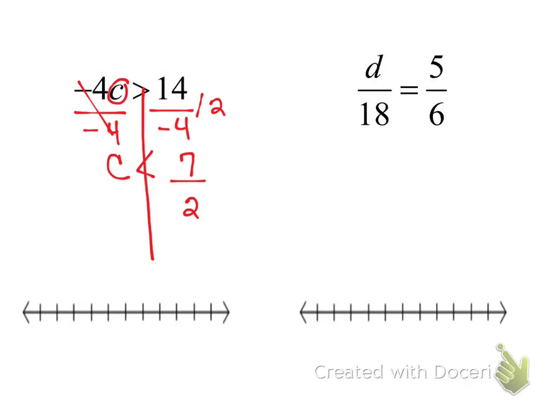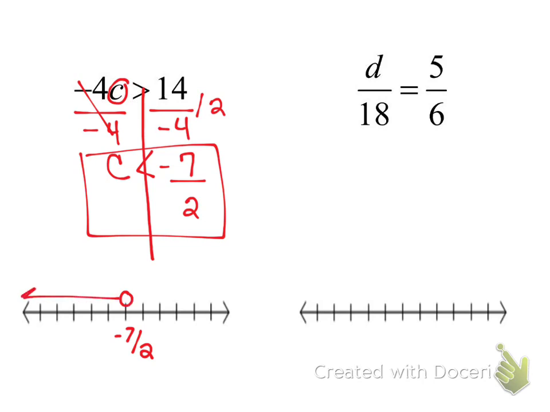I cannot have a negative sign in the denominator. I can either have it on the top, or I can have it in the middle with my fraction bar. It's wherever you choose. But if you put it down here, I will mark it wrong. Open or closed? Open. Which direction? Left.